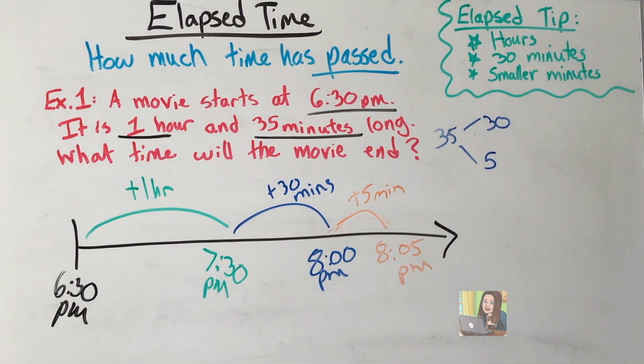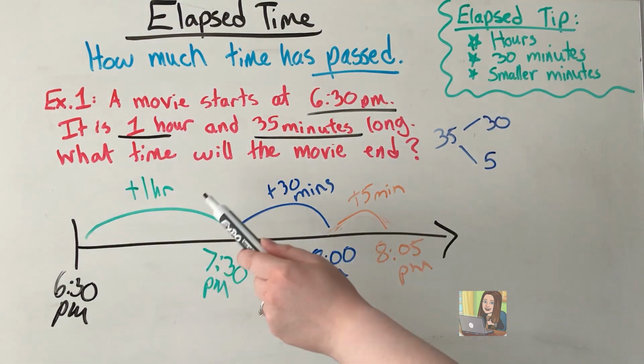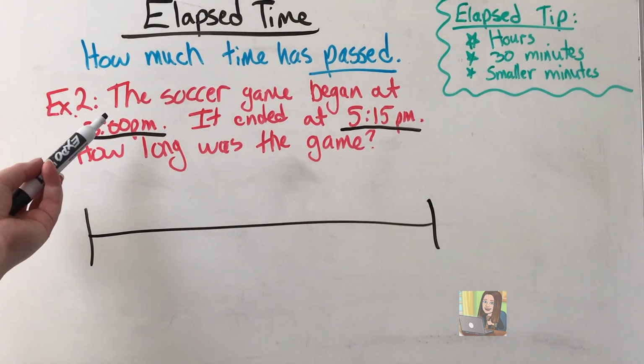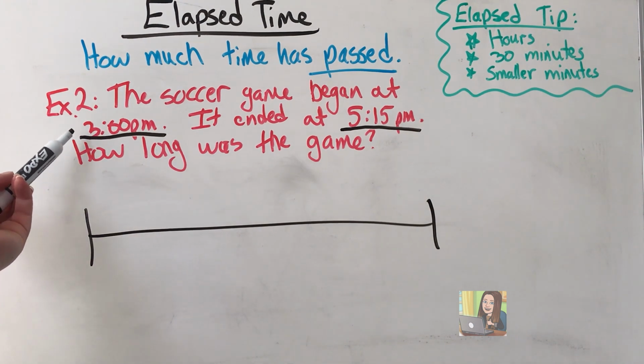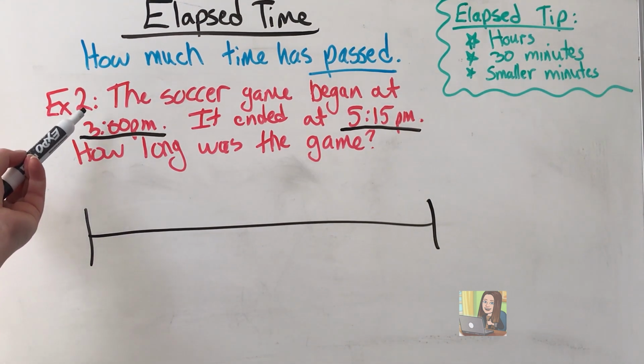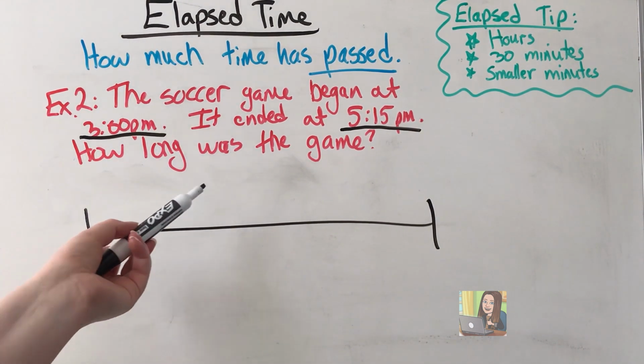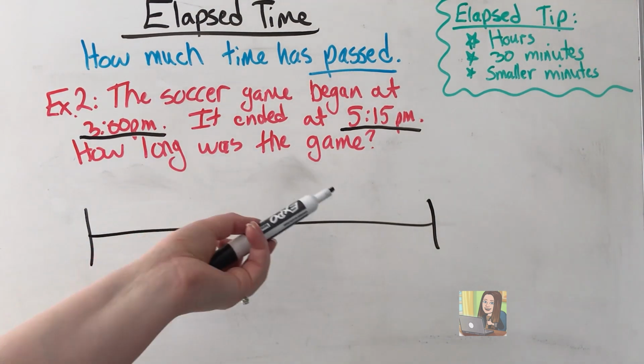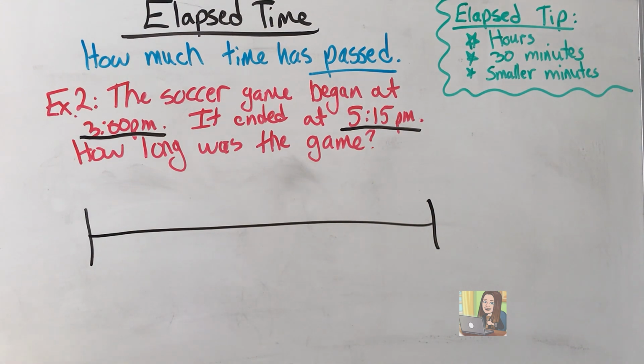In this example, we were given the start time and all the time in between. Our goal was to find the end time. Let's look at a different type of example. The soccer game began at 3 o'clock p.m. So we have our start time. It ended at 5:15 p.m. So we have our start and our end time this time. How long was the game?